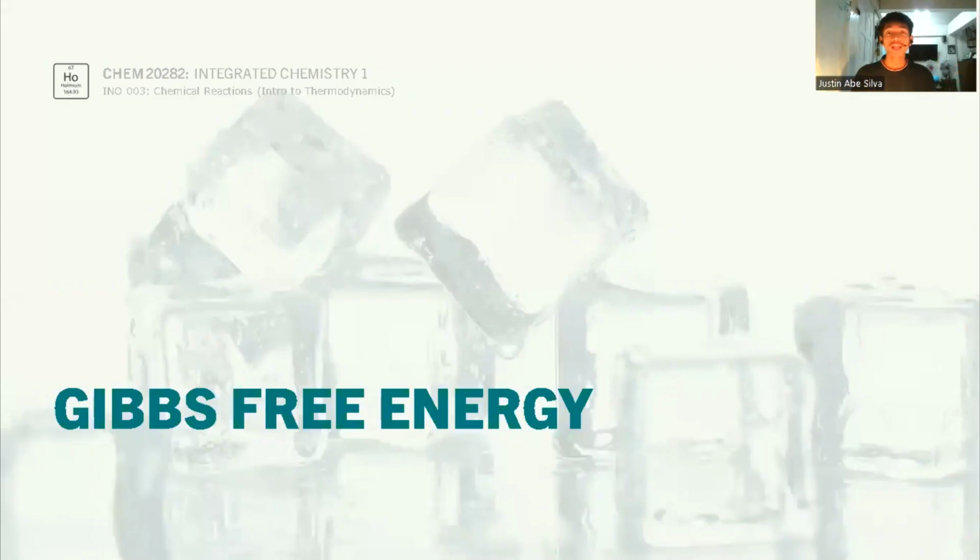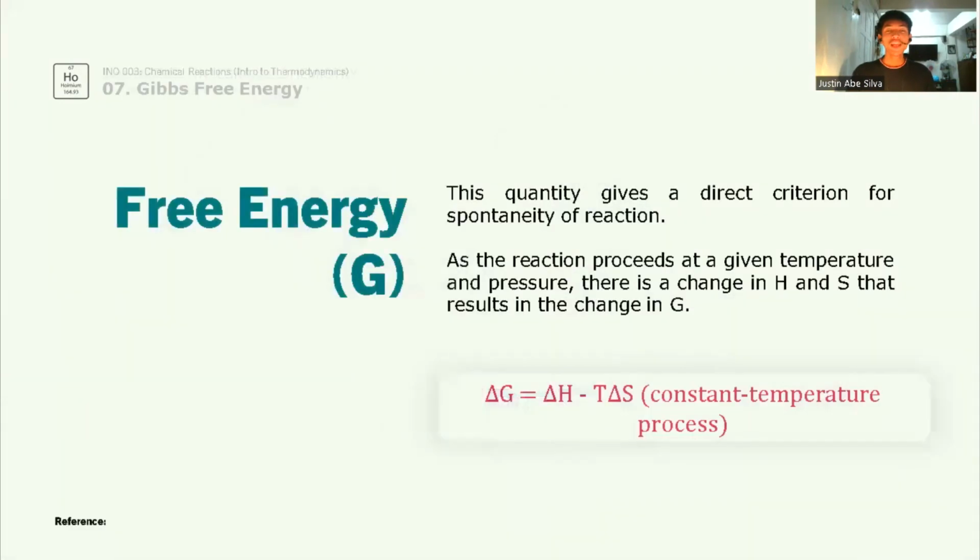Now we are on our last part of the video, which will discuss Gibbs free energy. So without further ado, let's begin. Free energy, which is denoted by the letter G, is the free energy for a system to do useful work. This is also used as a criterion for spontaneity of a certain reaction, which we will focus on later.